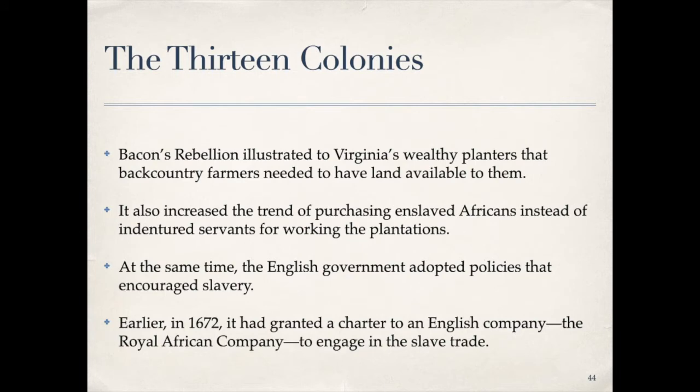Bacon's rebellion illustrated to Virginia's wealthy planters that backcountry farmers needed to have land available to them. It also increased the trend of purchasing enslaved Africans instead of indentured servants for working the plantations. At the same time, the English government adopted policies that encouraged slavery. Earlier, in 1672, it had granted a charter to an English company, the Royal African Company, to engage in the slave trade.